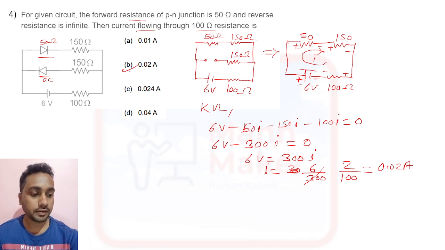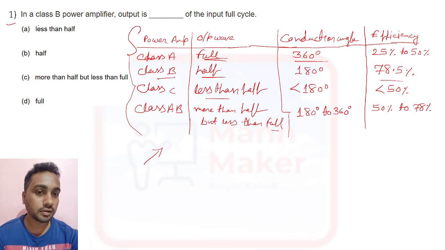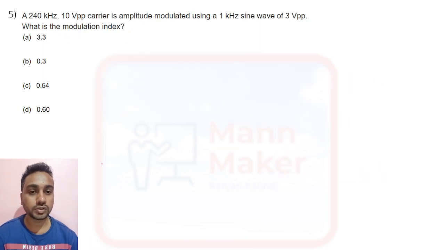Okay, next. Here I gave the answer. Oh, here first is a half. Okay, option B is the right answer in first question. Now fourth is okay. Now fifth question.